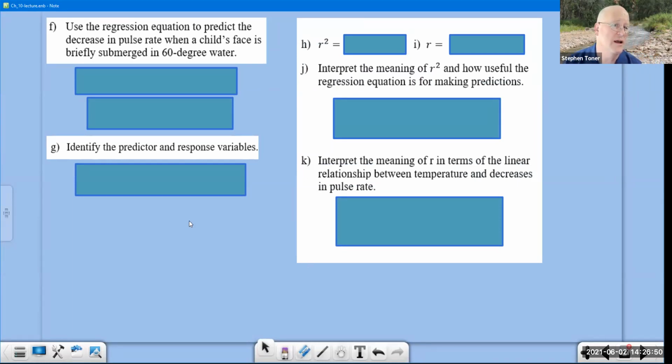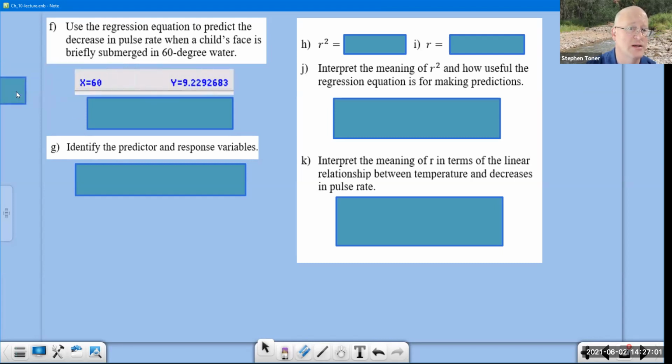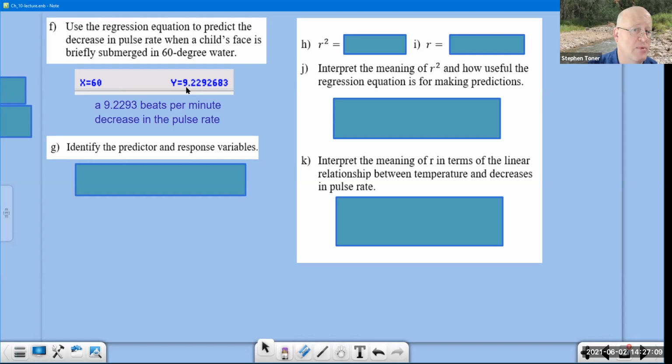When we move on to part F, it's asking us to make a prediction for the decrease when the water temperature is 60 degrees. So that's asking us either to enter 60 into the equation manually, okay? And I've interpreted this here, 9.229 is our decrease, so that would be a 9.2293 beats per minute decrease in the pulse rate would be my interpretation. Now you can either take 60 and substitute it into the equation, or you can go to the calculator as I showed you in the last video.